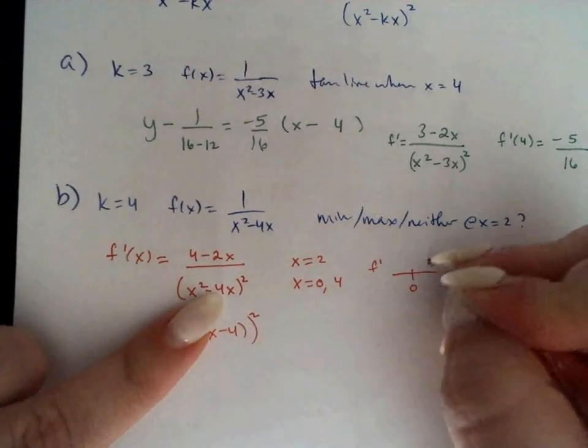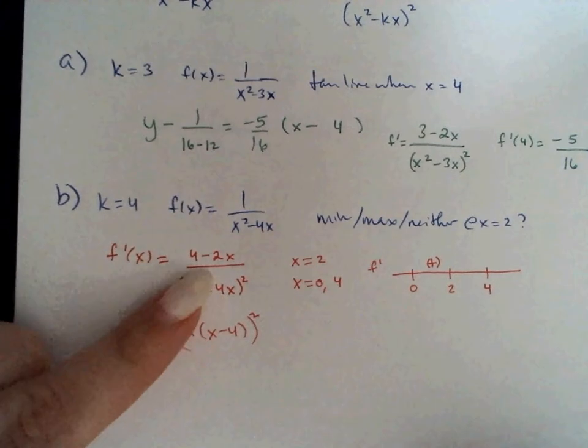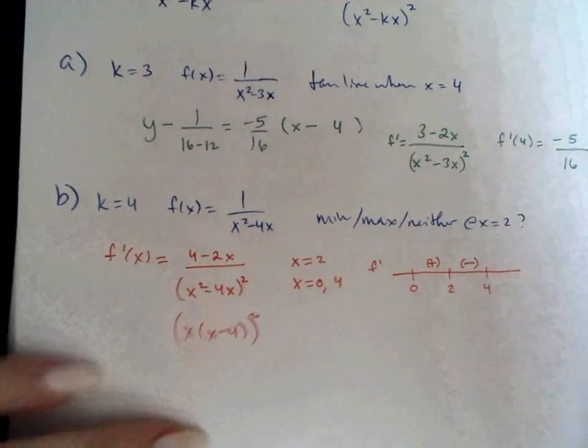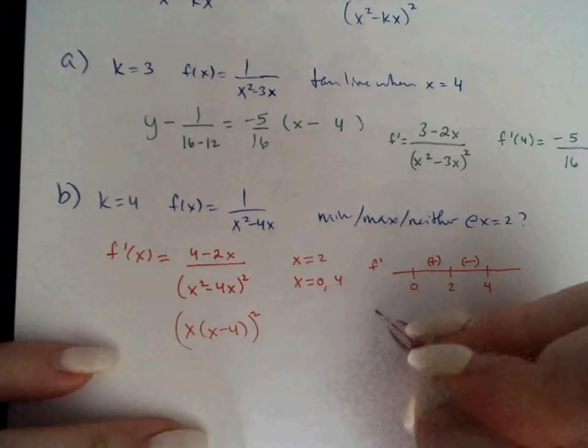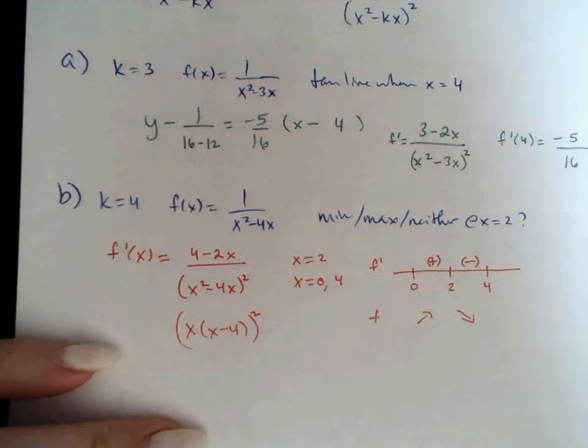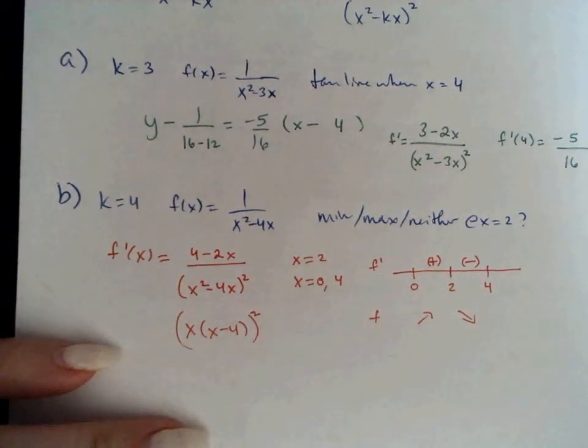Okay, so 1. That's positive. Everything squared is positive, so positive. 3, that's going to be negative. So I would say f has a max at 2. Let's make sure that's all they're looking for.